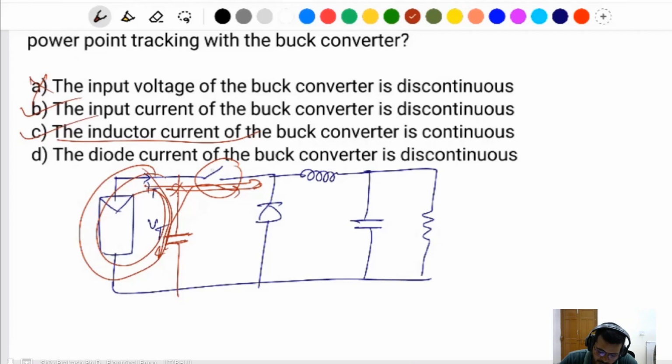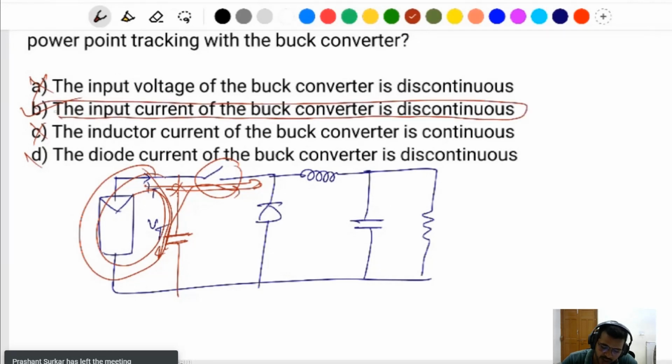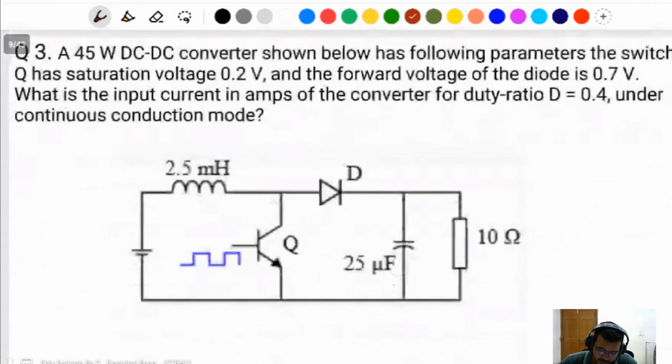Then the diode current of the buck converter is discontinuous. The diode current is not affected by this one. Sorry, this will also not affect the input source capacitor. It is only the input current that is discontinuous. That's why you apply the capacitor to the input side.